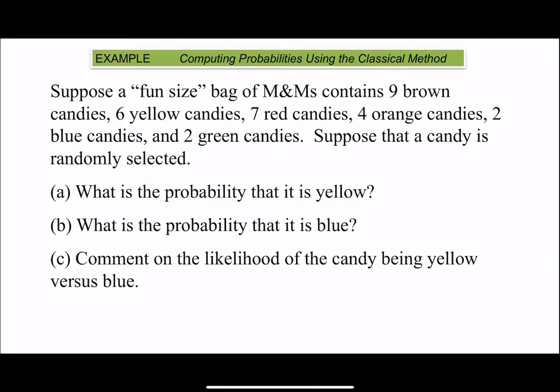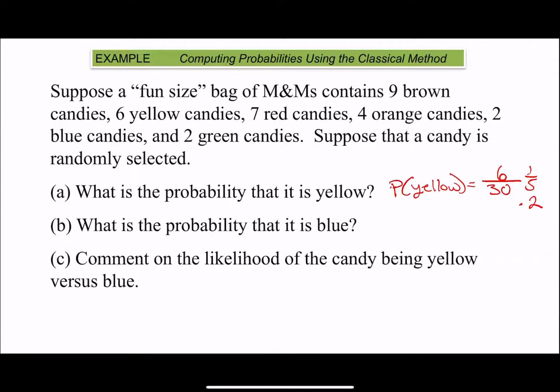So once again, there are 30 candies in the bag, so the probability it's yellow. 30 in the bag, so all 30 candies have an equally likely outcome. And there are 6 yellow, so I put 6 over 30. So that's 0.2, or 1/5. So there's a 20% chance of pulling out the yellow.